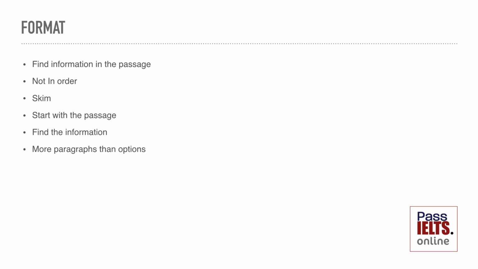Now we're going to look at the format of the question. You have to find information in the passage. The information and the answers are not in order this time. You will have to skim, and you can start with the passage, not with the questions. First of all, you find the information in the passage. There are always more paragraphs than options. You can use any of the letters more than once, and your answers are letters.